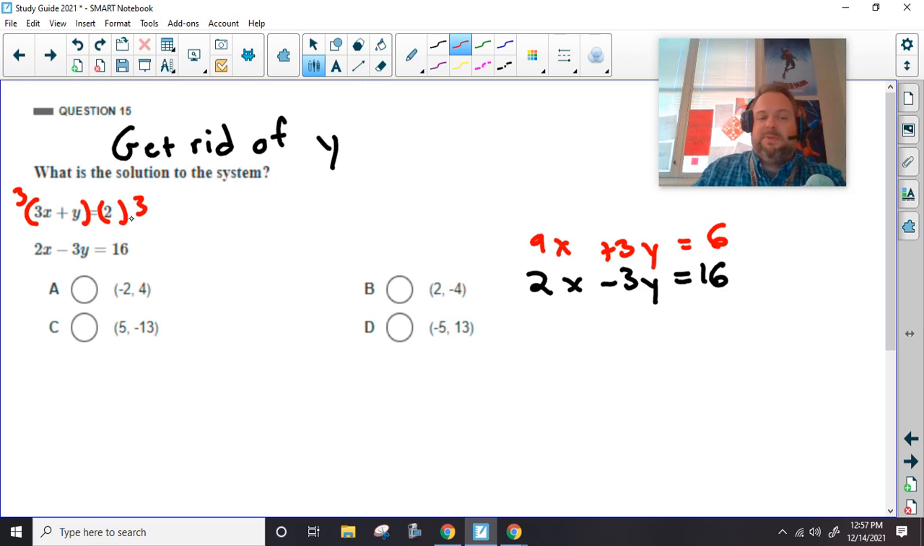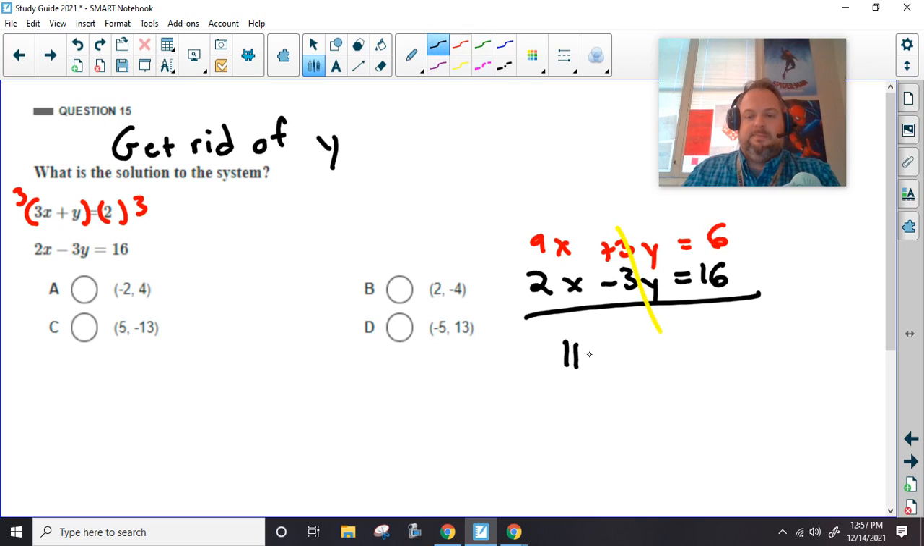Yeah, so I'll just multiply to everything in here. All right. And, my y's go away. That was the goal. All right. So, I divide by 11, and I get x equals 2.